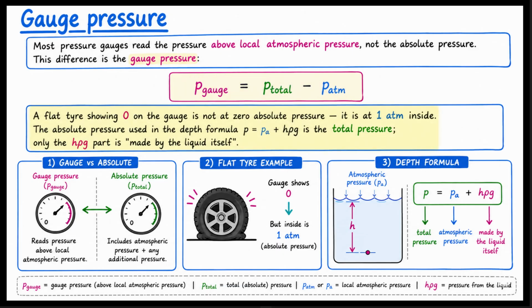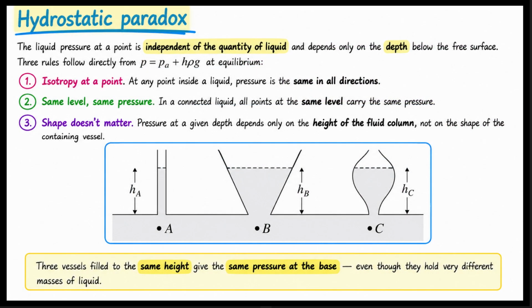A flat tire reads 0 on its gauge, but the air inside is still at 1 full atmosphere of absolute pressure. The depth formula uses the total pressure P sub A plus h rho g. The h rho g part is the contribution made by the liquid itself, and that is exactly what a gauge is designed to display.